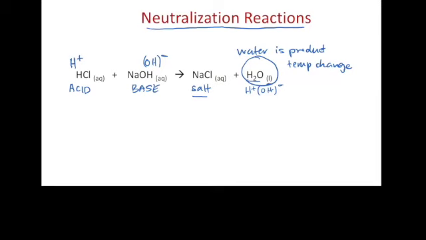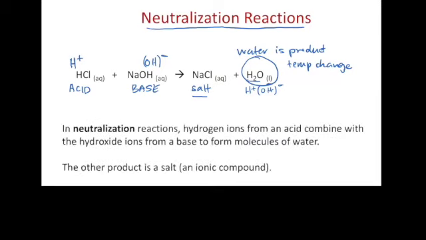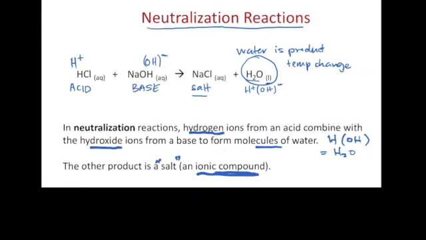So this is the neutralization reaction. You have the hydrogen ion from the acid combining with the hydroxide ion from the base, and then you end up with the water molecule. So this ends up being HOH that you can write as H2O. And the other product is an ionic compound. This NaCl is table salt, but the general term salt works for any ionic compound.